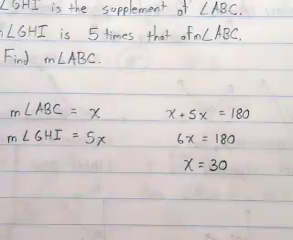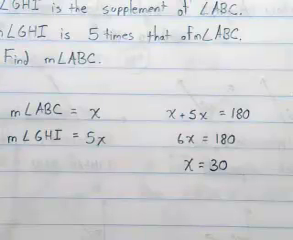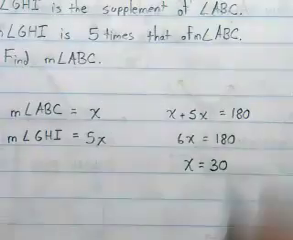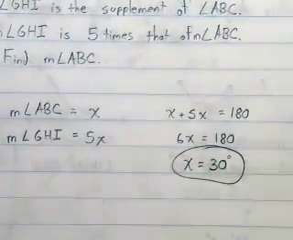Okay, so let's see if 30 is actually the answer, because we got to double check. So x was the measure of ABC. And my question was, find the measure of ABC. So is that my answer? Yeah, that is. So 30 degrees is the measure.